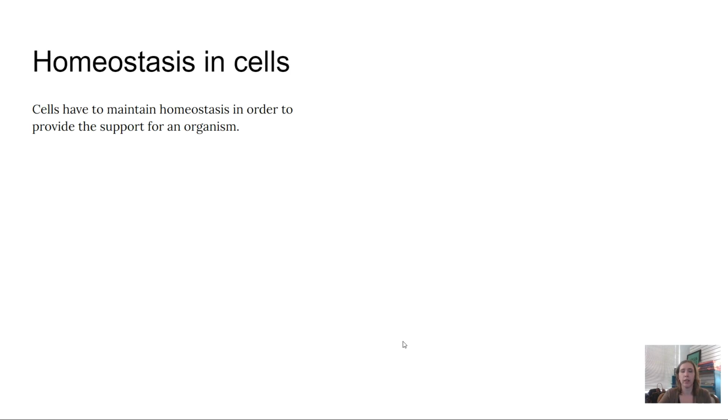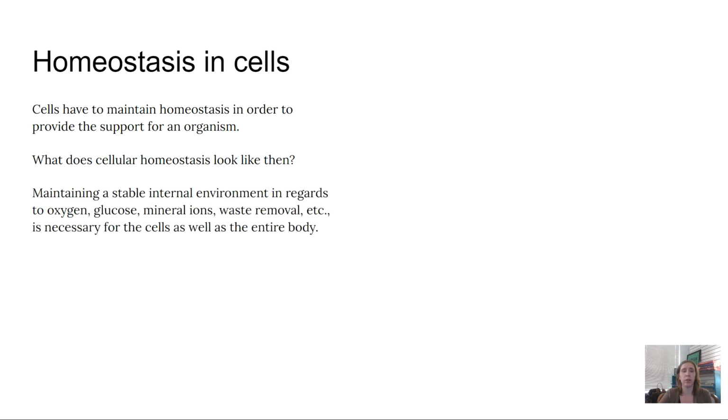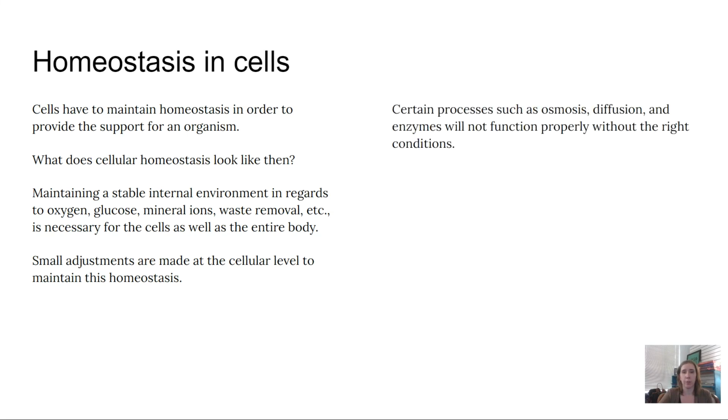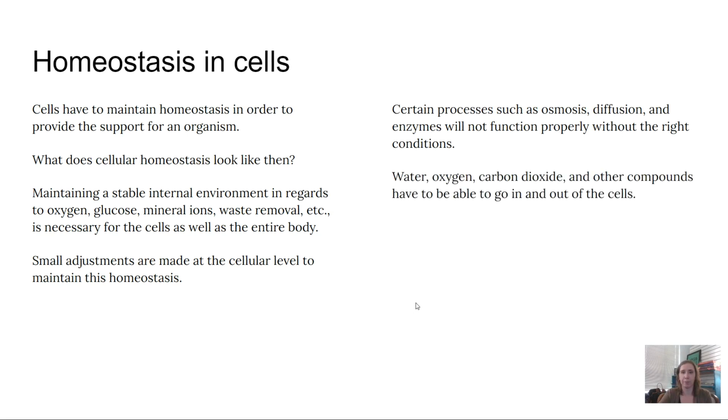Homeostasis in cells. Cells have to maintain homeostasis in order to provide the support for an organism. What does cellular homeostasis look like? Maintaining a stable internal environment in regards to oxygen, glucose, mineral ions, waste removal, etc. is necessary for the cells as well as the entire body. Small adjustments are made at the cellular level to maintain this homeostasis. Certain processes such as osmosis, diffusion, and enzymes will not function properly without the right conditions.